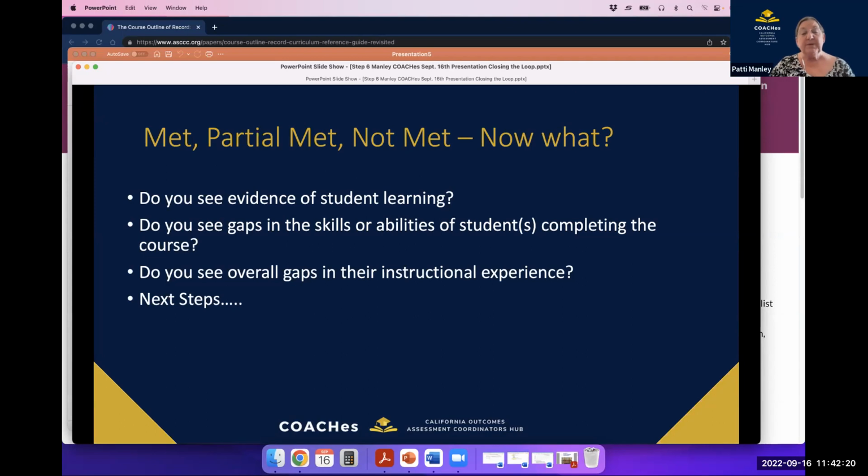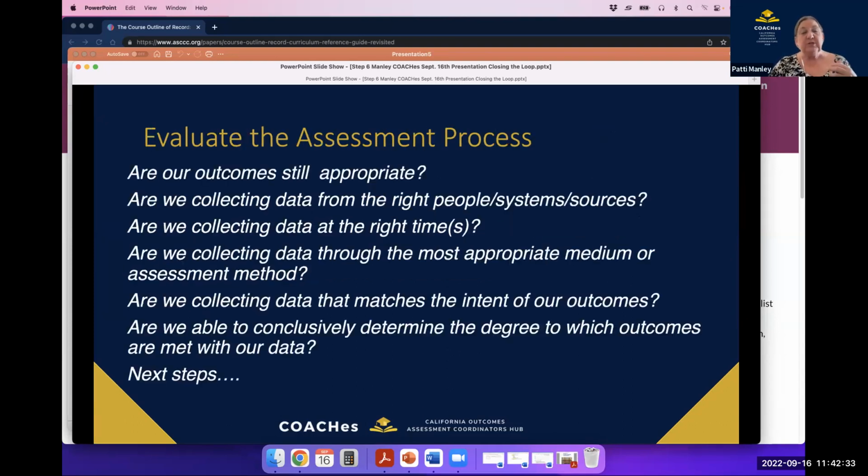If you see some of these things, even if you have all met and you've met your goals, whatever your target goal is for your assessment, you still need to take these next steps. One of the first things you should be doing is evaluating the assessment process itself. Are your outcomes still appropriate? If you haven't revised your outcomes in a few years, but maybe you've changed your course content or the instructional method, then maybe you need to go back and look at your outcomes.